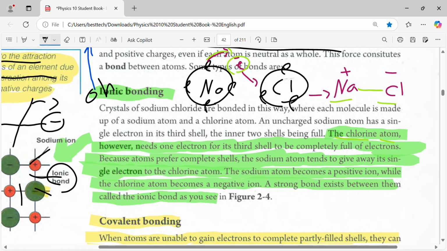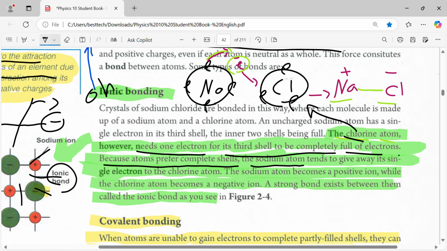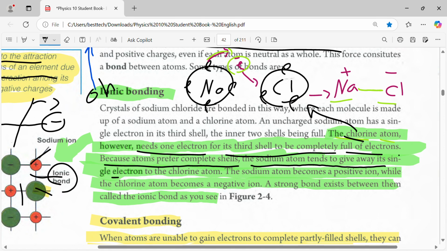The chlorine atom needs one electron for its third shell to become completely full of electrons. This Cl needs to take an electron, becoming an atom with a complete shell, which is preferred. The sodium atoms tend to give away their single electron to the chlorine atom. The sodium wants to throw out, to kick out this electron.